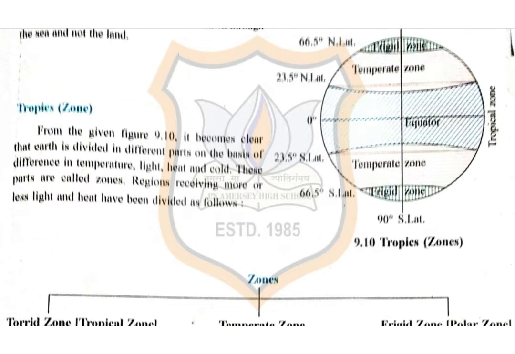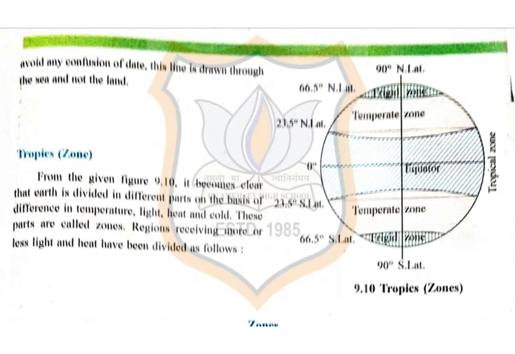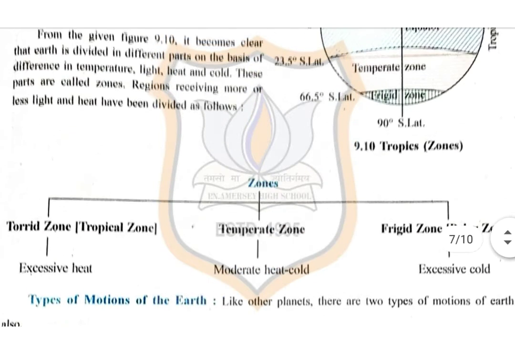From the given figure 9.10, it becomes clear that Earth is divided into different parts on the basis of differences in temperature, light, heat, and cold. These parts are called zones. Regions receiving more or less heat and light have been divided as follows.